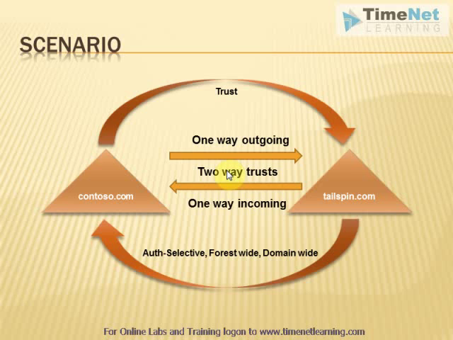When the trust is outgoing from Contoso.com to Tailspin.com, the users of the Tailspin.com will be able to access Contoso.com resources. And if the trust is incoming, like when the trust is incoming from Tailspin.com to Contoso.com, the users from Contoso.com will be able to access the Tailspin.com resources. And if we have a two-way trust relationship, that is one-way outgoing and one-way incoming, you can say that the Contoso.com users can access the Tailspin.com resources, and the Tailspin.com users can access the Contoso.com resources. So that is the two-way trust.